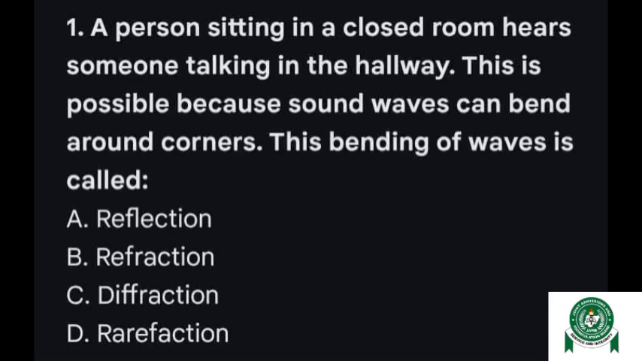The correct answer here is option C, diffraction. Diffraction is the scientific word for waves bending or spreading out when they pass through a narrow opening, like a doorway, or they go around an edge, like a wall corner. That is why you can hear someone speaking in the next room, even if you can't see them. The sound waves hug the corner and spread into your room. So the correct option there is option C, diffraction.